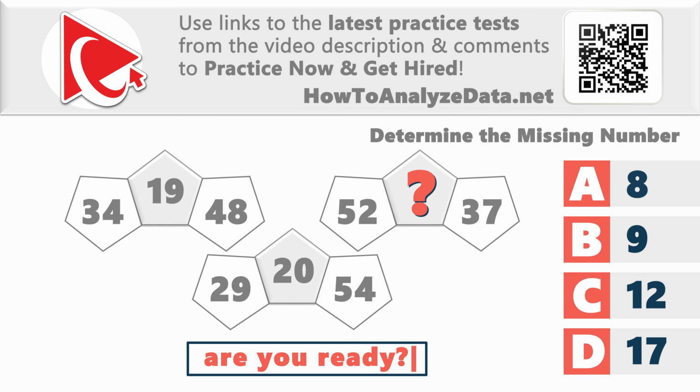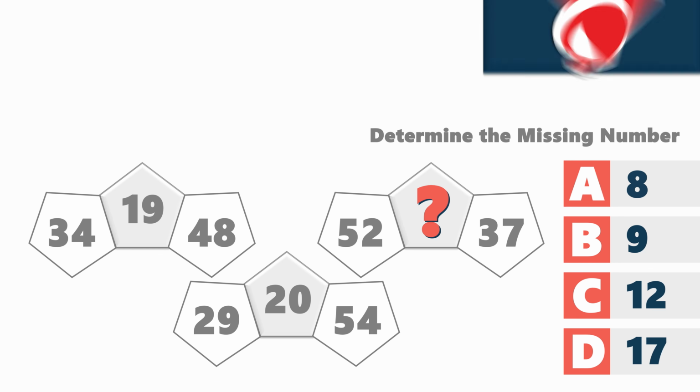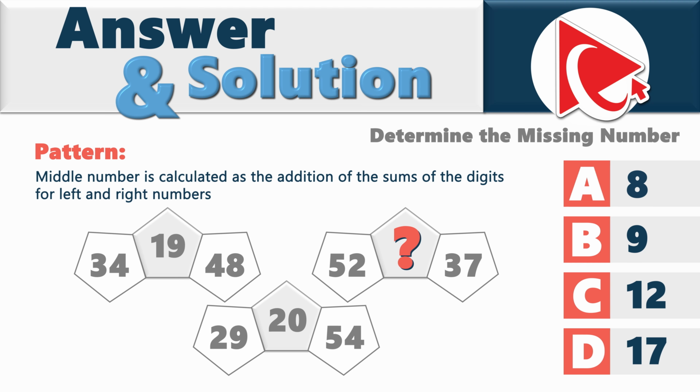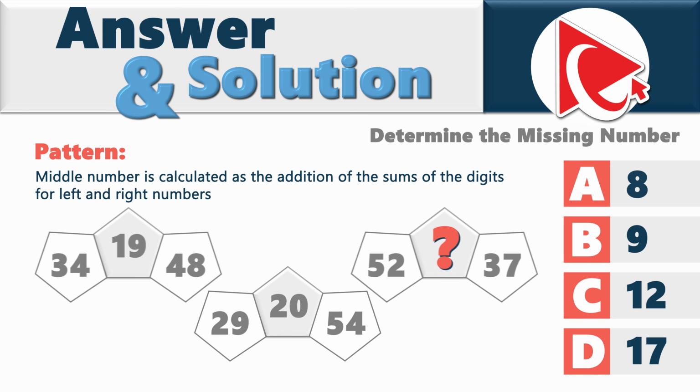Time's up. Are you ready to show your answer? The pattern here is rather simple. The middle number is calculated here as the addition of the sums of the digits for the left and right numbers. Let's look at the example.